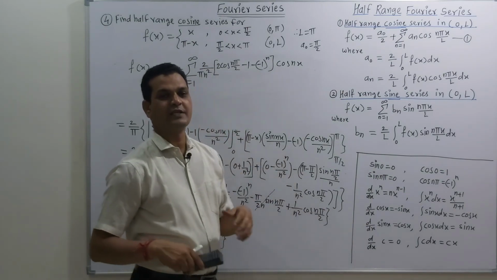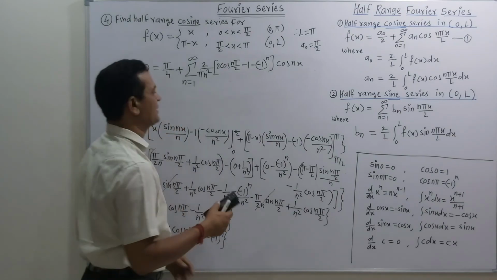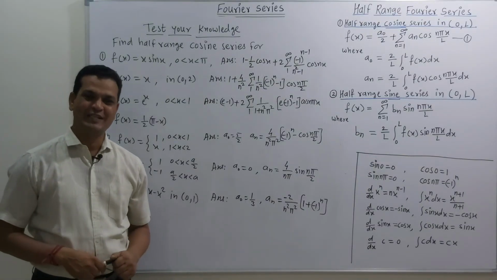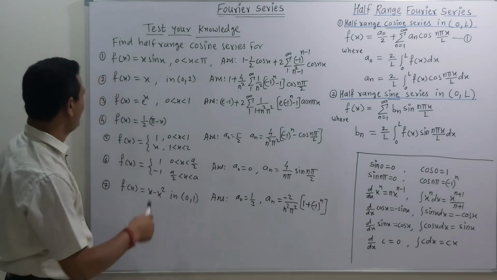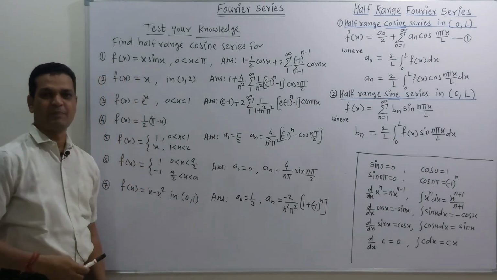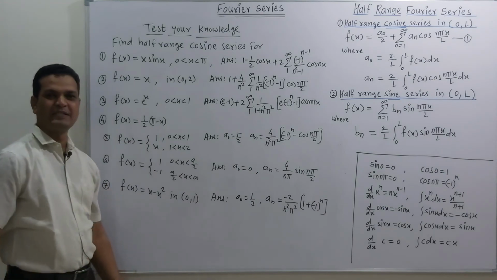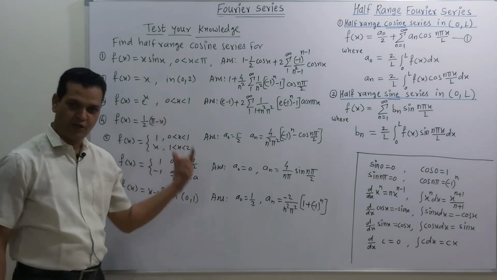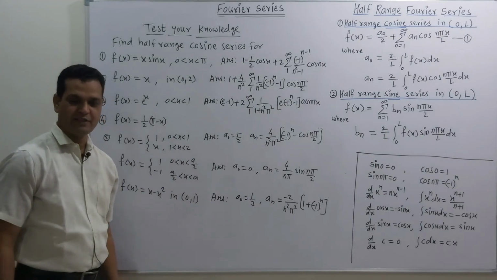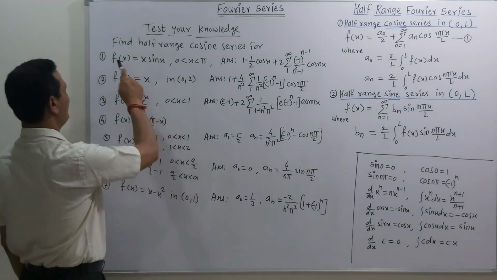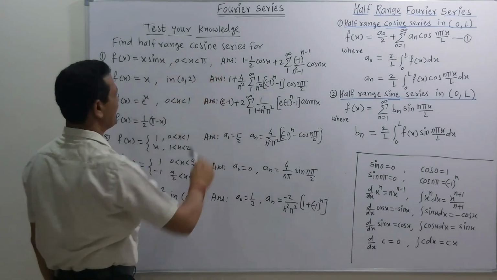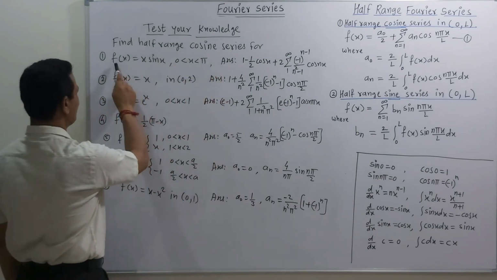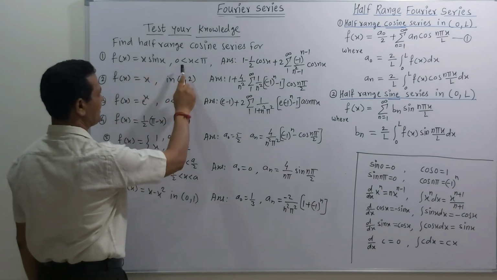Now let's take some examples for your practice. Now friends, time is to test your knowledge. For your exercise, a total of 7 examples are given. Try to solve these examples based on the knowledge provided in this video lecture. Our first example is to find the half range cosine series. For all these examples, find the cosine series. The first example is f of x is equal to x sin x, interval is 0 to pi.